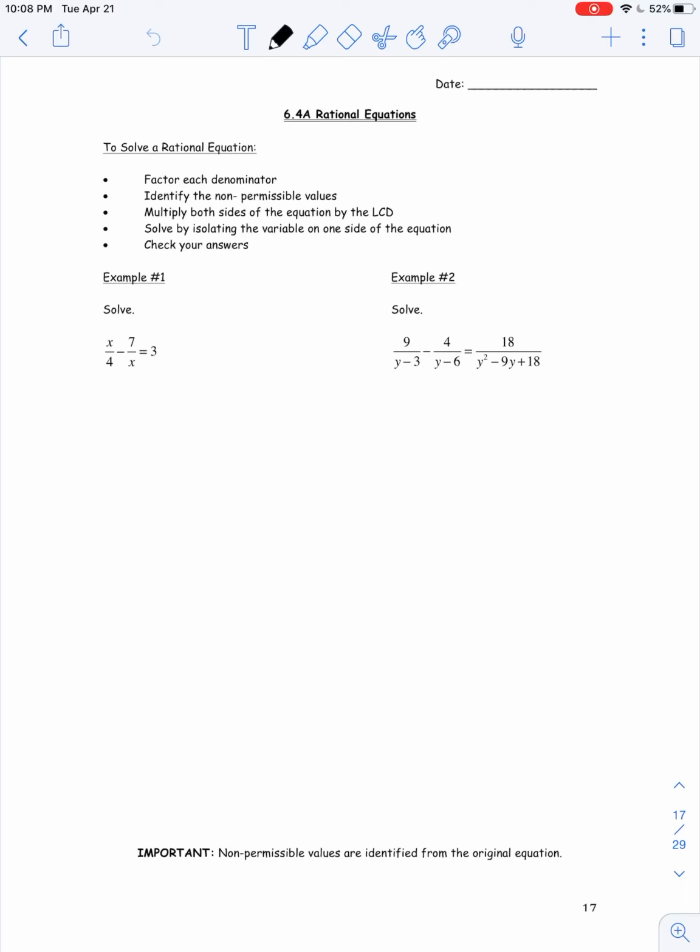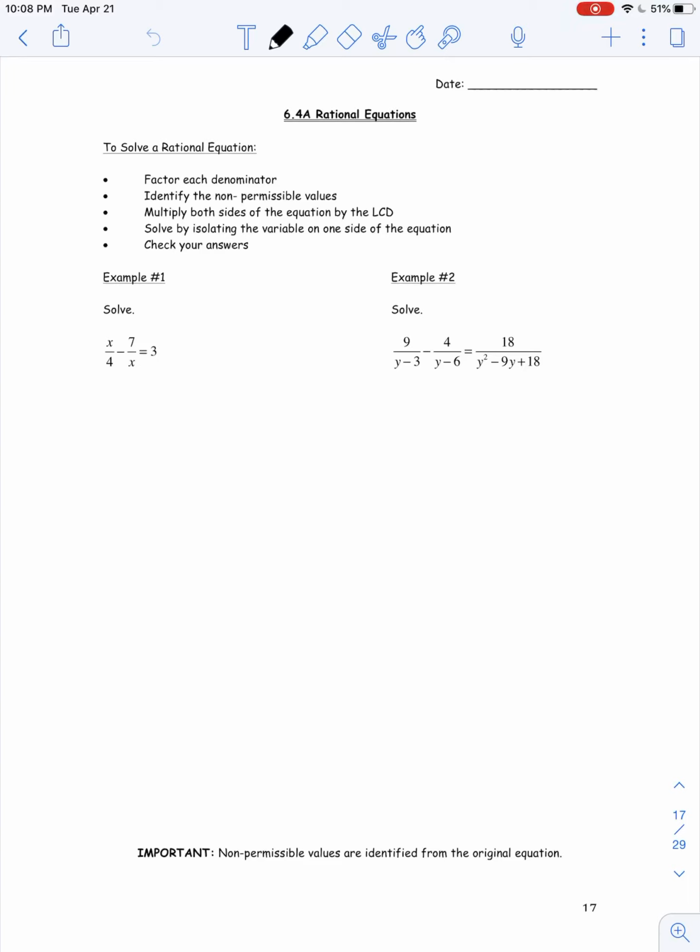So there's a few steps. First, you want to factor the denominator. You want to find the non-permissible values, because your answers cannot be non-permissible values. Then you're going to multiply both sides by the lowest common denominator, and then you're going to solve by isolating the variable, and then always check your answers.